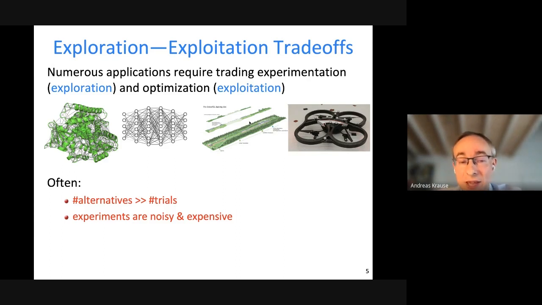Now, in many of these domains, the number of choices we have is much bigger than the number of trials we can ever carry out, and the experiments are typically noisy and expensive, right? That means we need to be really careful with what we do.